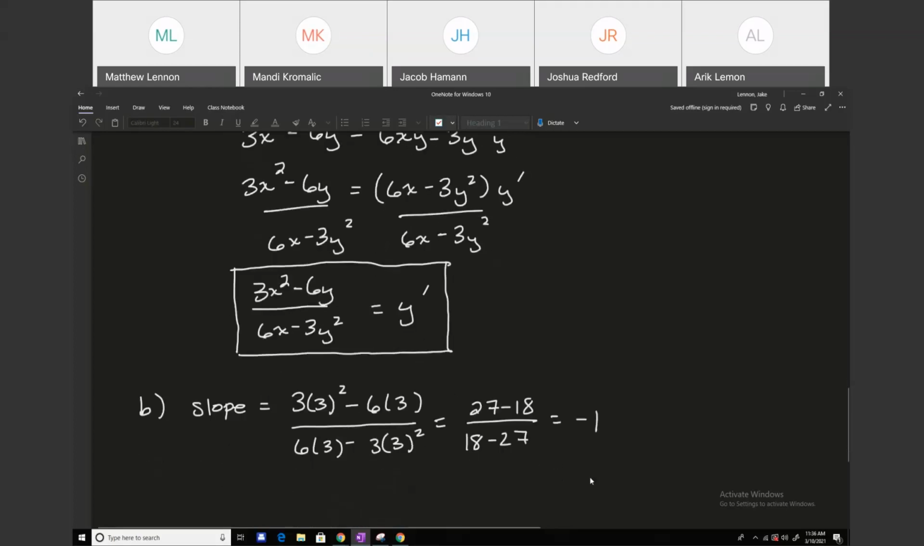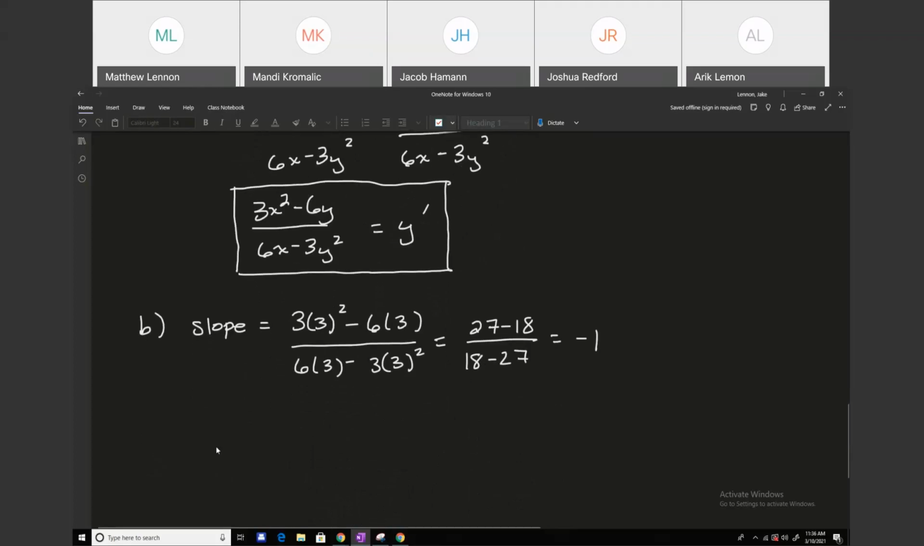So then we just need to find the tangent line, right? So the tangent line again would be y minus 3, and that's going to be our slope, negative 1, times x minus 3. And this is the equation of the tangent line. And again, we can go back and take a look at the graph, see what this actually looks like, the folium of Descartes and the tangent line.